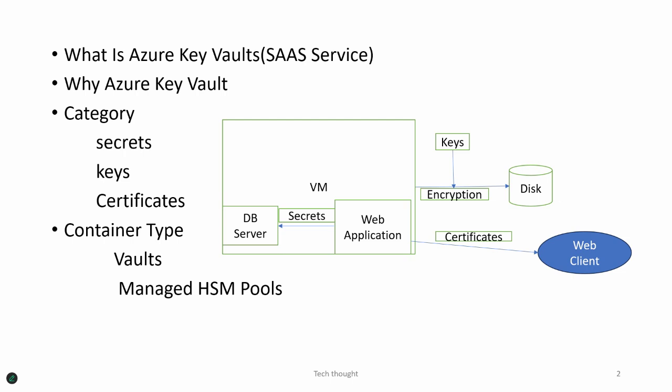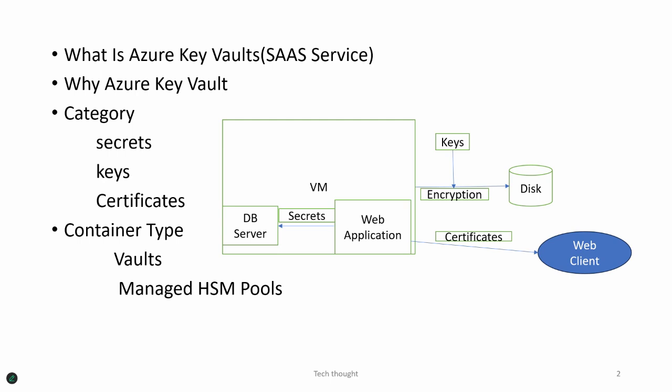There are three categories: secrets, keys, and certificates. Secrets, like in this diagram on the right side, where can we use them? For example, if we are using a web application, then our web application has to communicate with the database server. In that case, we would have to store the database URL and the database username and password in the web application. Instead of storing it there, we can keep it in the Azure Key Vault as a secret, and we can access it whenever we want.